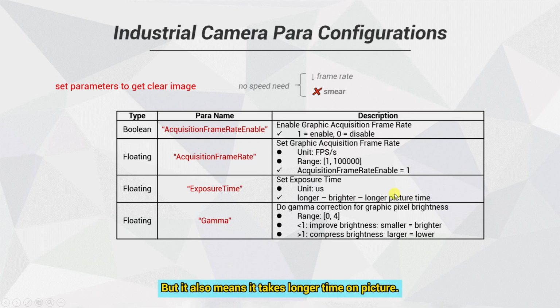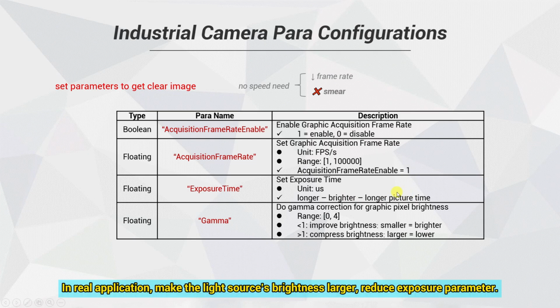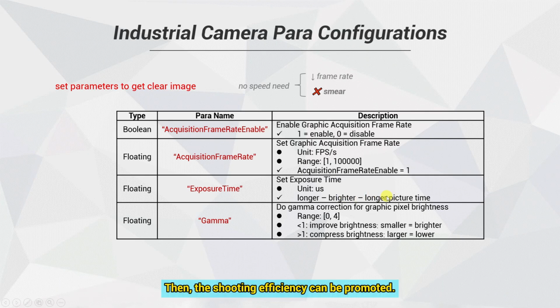But it also means it takes longer time on picture. In real application, make the light source's brightness larger and reduce the exposure parameter. Then, the shooting efficiency can be promoted.